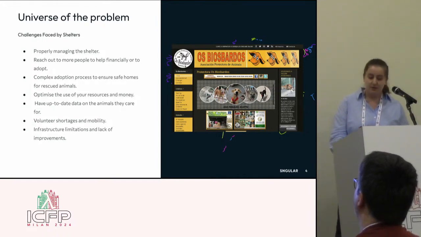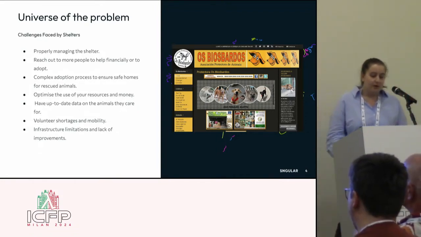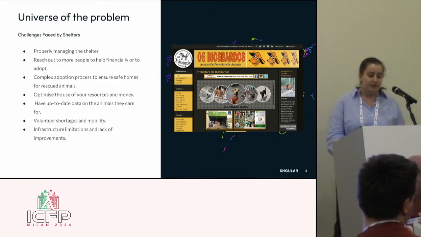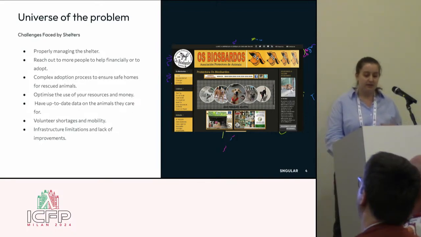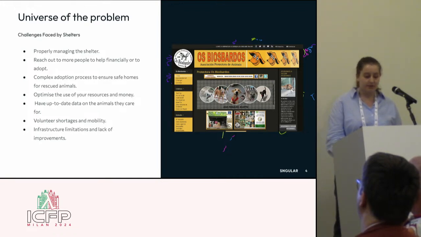So, as you can see, this is a real application that one of these organizations had. This is from Os Biosbardos, a shelter from Galicia, which I thank for helping me during this development. Of course, what they want to achieve is a properly managed shelter, having as many animals as possible, and finding a proper owner for each one of them. These adoption processes are usually really complex, and they have to optimize the use of their money. This is a critical point that I will be repeating throughout this presentation.